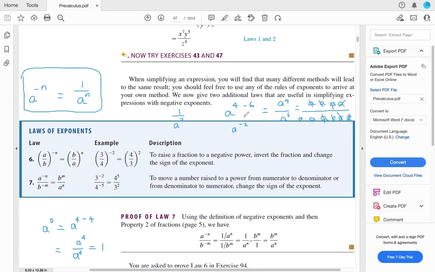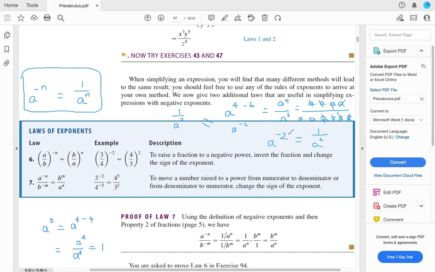That's the reason why a raised to negative 2, since 4 minus 6 is negative 2, is actually equal to 1 over a to the 2, right? So let me write it properly. We have a raised to the negative 2 is actually equal to 1 over a to the 2. If I want to get rid of this negative, I need to put the a to the negative 2 in the denominator, so the negative disappears.